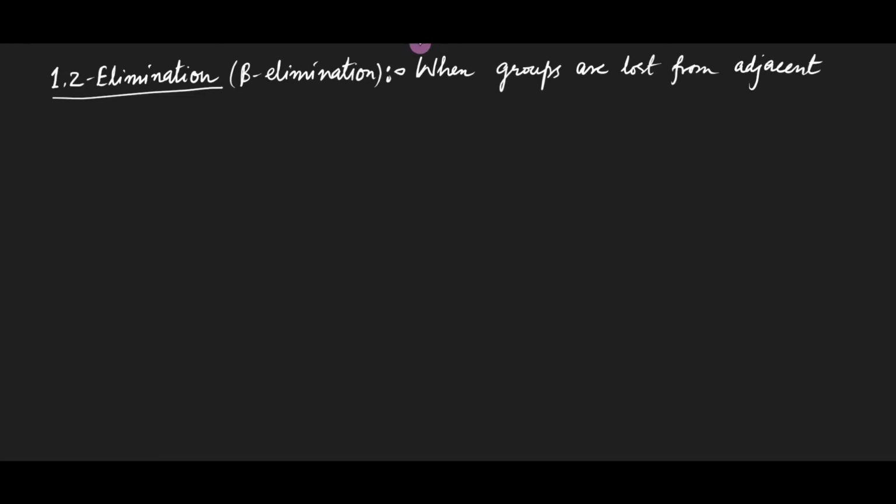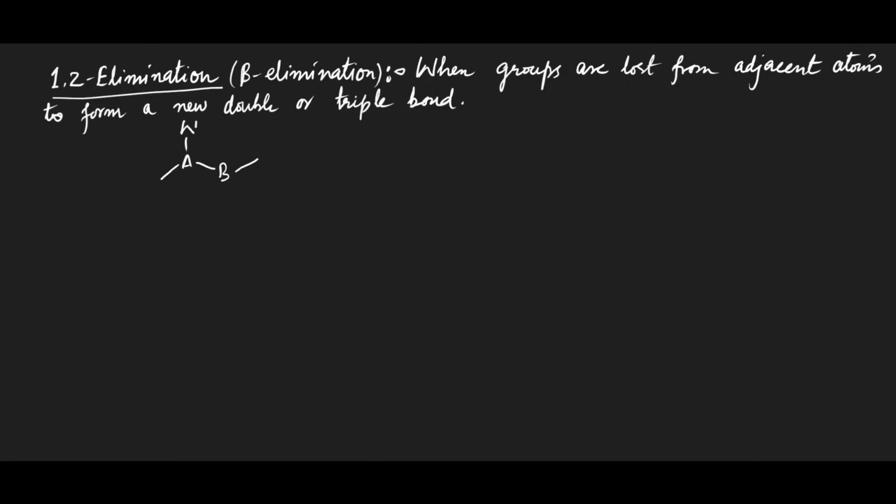Second type of elimination is 1,2 elimination, which is also called beta elimination. In this case atoms or groups are lost from adjacent atoms to form a new double or triple bond. For example, in this molecule, leaving group X leaves along with the bonding electron pair, and the bonding pair of W is retained between A and B to form a new pi bond. Atom B is attached to the leaving group and is denoted as alpha, and the atom A directly connected to the alpha position is denoted as beta.